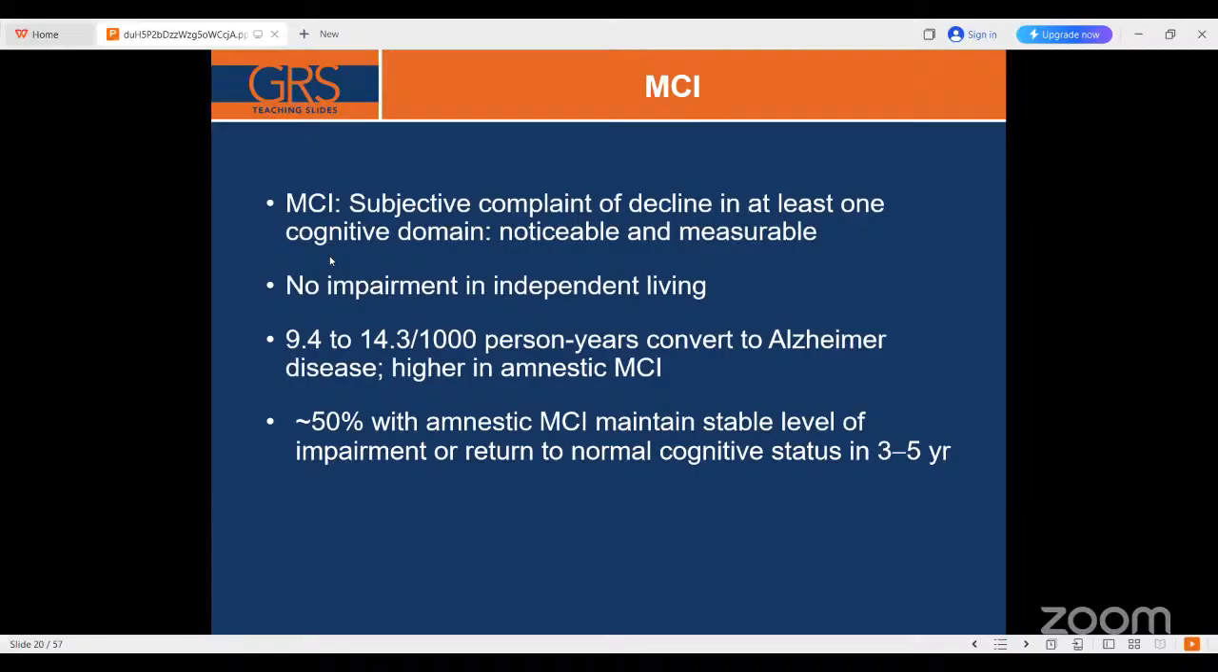Mild cognitive impairment is a subjective complaint of decline in at least one cognitive domain, noticeable and measurable. There is no impaired independence; he can live independently. Patients with mild cognitive impairment can live independently, but there is an increased risk, with 9.4 to 14.3 out of 1,000 persons per year converting to Alzheimer's disease from mild cognitive impairment.